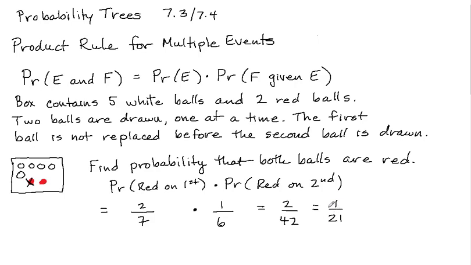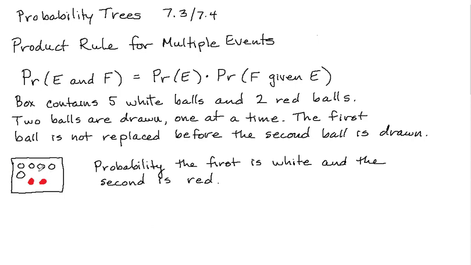Let's try it again. We've got the same box with the same distribution in it. What's the probability that the first ball is white and that the second ball is red? So the first ball being white, I've got 5 successes out of a total of 7 balls, and I chose a white ball the first time and it was not replaced. So this is now the situation for the second draw. What's the probability the second is red? It's 2 out of the remaining 6 balls. That makes 10 out of 42 or 5 out of 21.